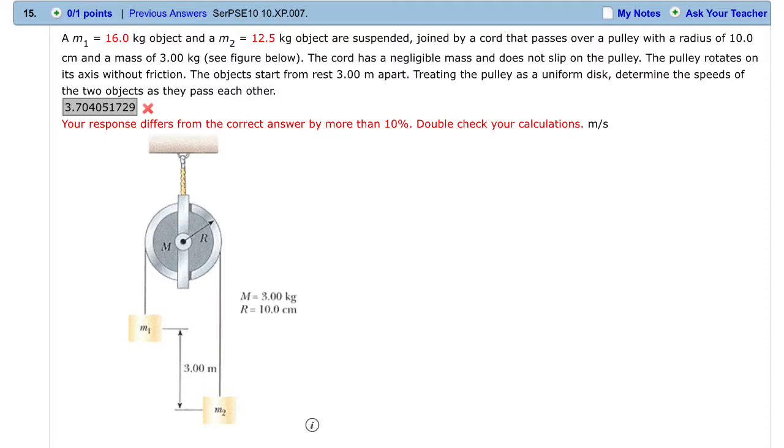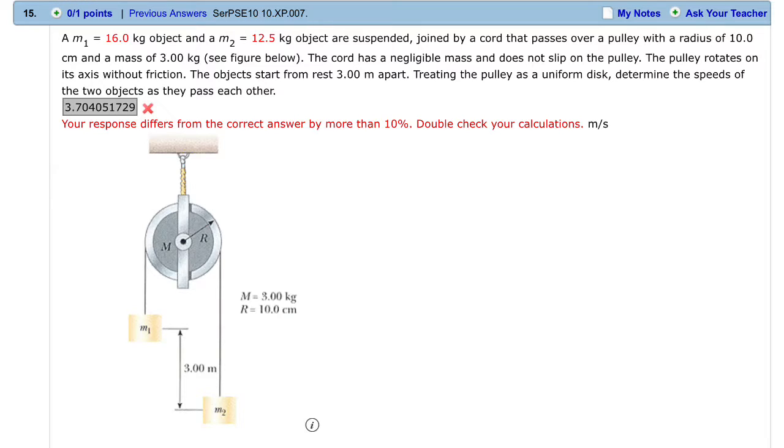Number 15. A mass 1 equal to 16 kilograms and a mass 2 equal to 12.5 kilograms are suspended, joined by a cord that passes over a pulley with a radius of 10 centimeters and a mass of 3 kilograms. Assume the cord has no mass and does not slip on the pulley. The pulley rotates on its axis without friction.